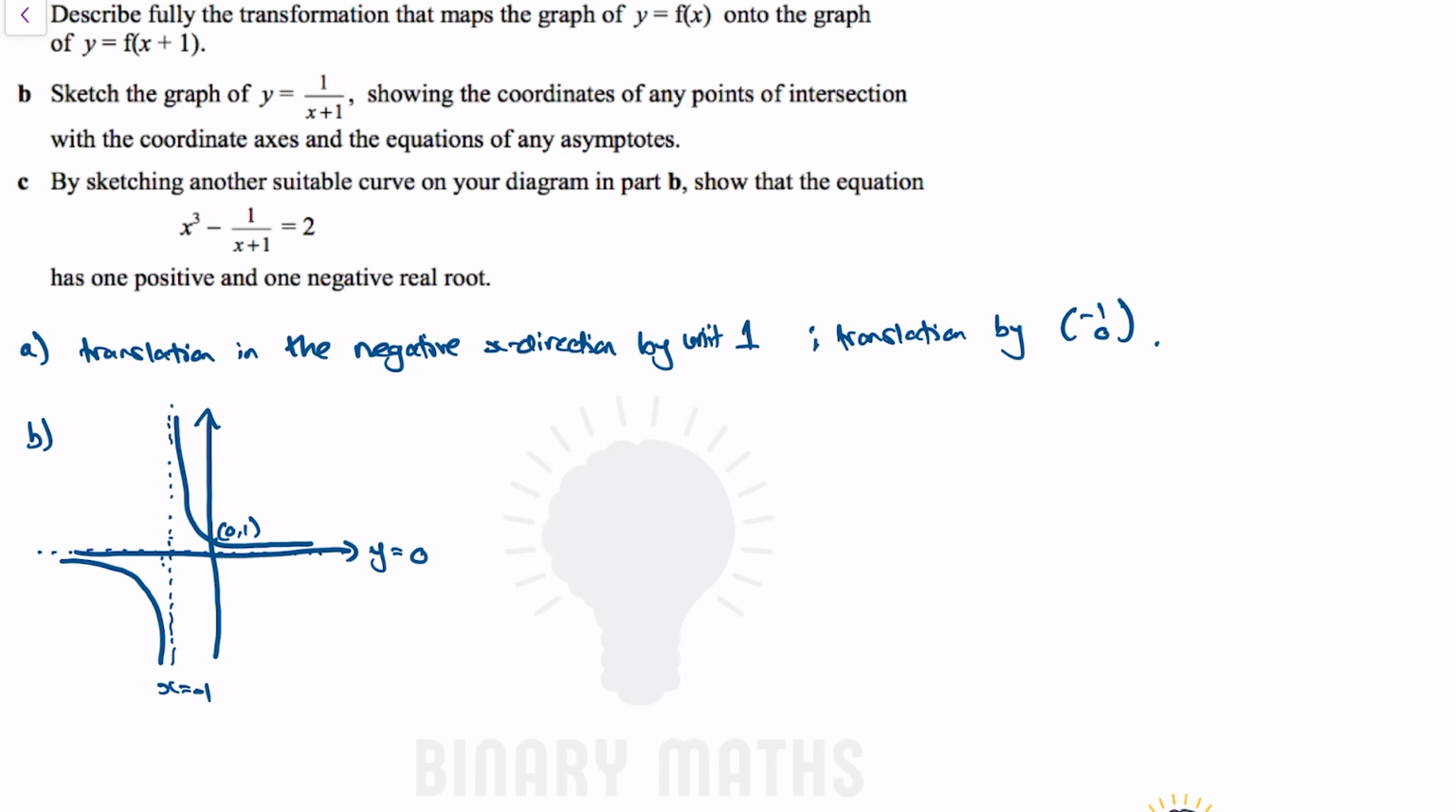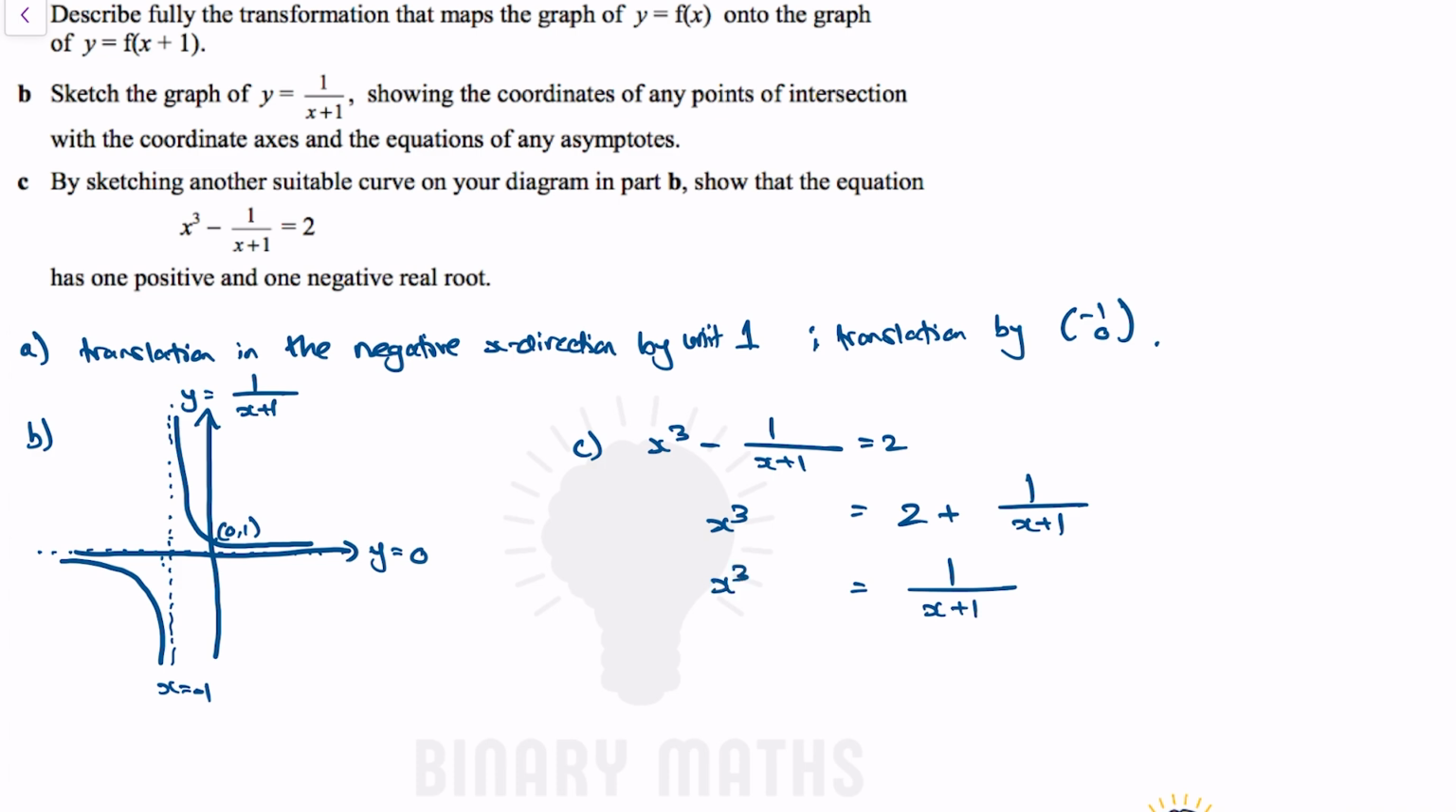C is, by sketching another suitable curve on your diagram in part B, show that the equation x cubed minus 1 over x plus 1 is equal to 2 has one positive and one negative root. Okay, so I've got x cubed minus 1 over x plus 1 is equal to 2. So I need to make 1 over x plus 1 the subject of this formula. So x cubed is equal to 2 plus 1 over x plus 1. So that means 1 over x plus 1 is equal to x cubed minus 2.